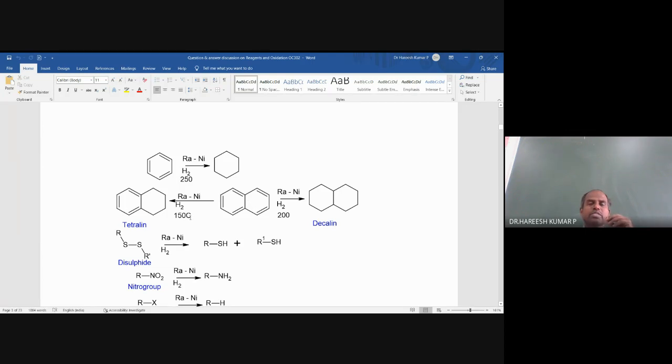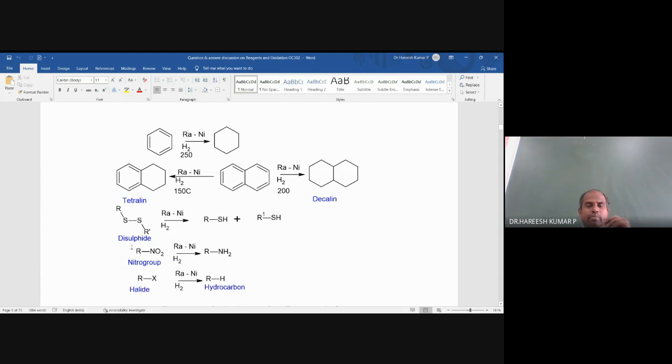The low temperature means 150 degrees centigrade. Similarly, naphthalene at 200 degrees centigrade, what will happen? Completely, whatever double bonds are present in naphthalene are converted into decalin. And this type of S-S bond is called a disulfide bond. So disulfide bonds can be cleaved by hydrogenation in presence of Raney nickel. With other catalysts, disulfide linkage cleavage is not possible. Disulfide cleavage is possible only in presence of Raney nickel.